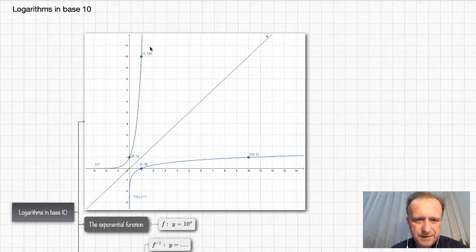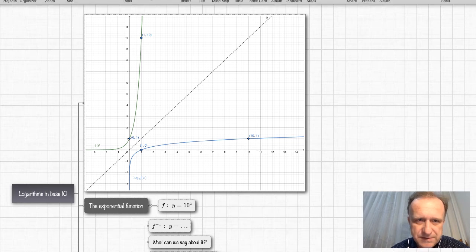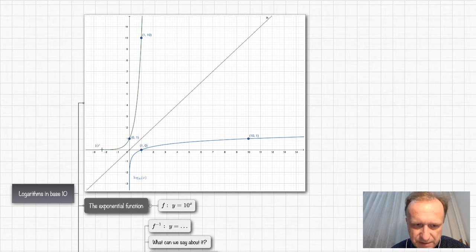Logarithms in base 10. Today I will introduce this important concept in mathematics, the concept of logarithms. We will start with the exponential function f, y equals 10 to the power of x. As you can see in the picture, it is represented by this green curve in the graph, which passes through this point with coordinates 0 and 1.